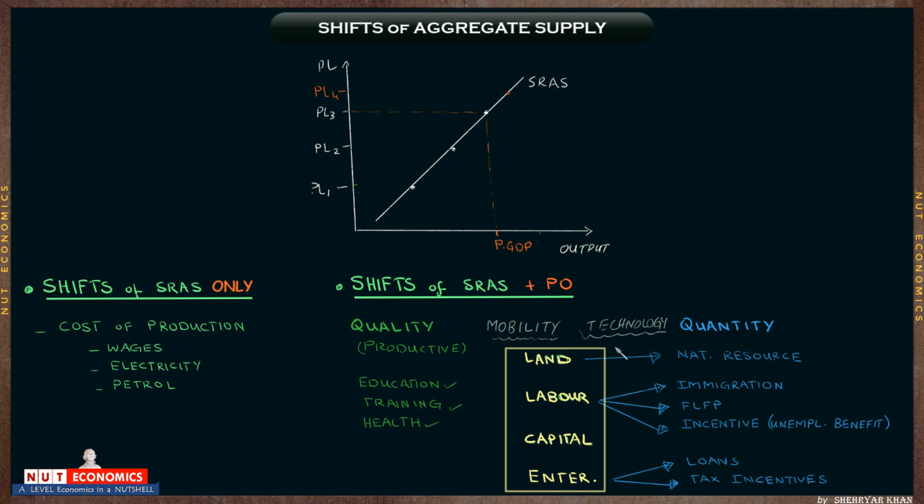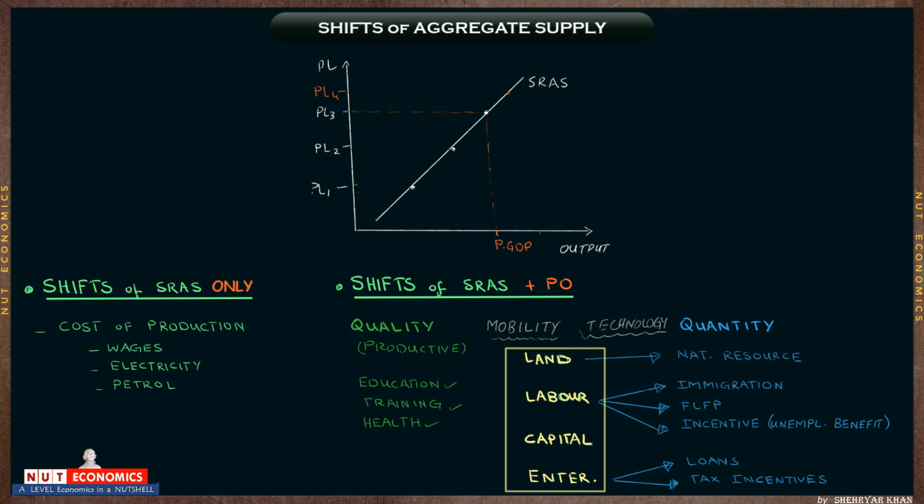And when technology improves, and usually it does improve, it doesn't deteriorate, you don't go back. So when technology improves, when you have new processes of production, better methods of production, then again, your PPC and productive capacity will shift to the right, your potential GDP will increase, and your entire short-run aggregate supply curve will shift to the right.